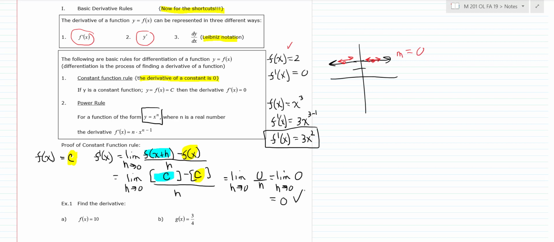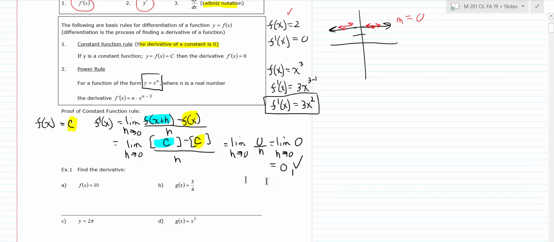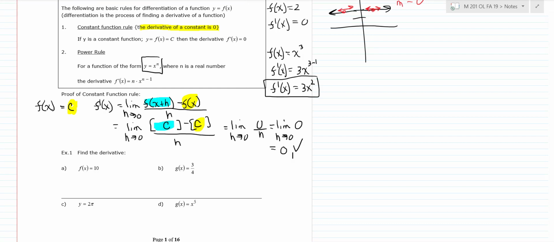Now I should probably prove the power rule, but you can play around with that difference quotient and it requires some interesting ideas to prove, so I'm not going to do that. What we're going to do is look at some examples of derivatives.